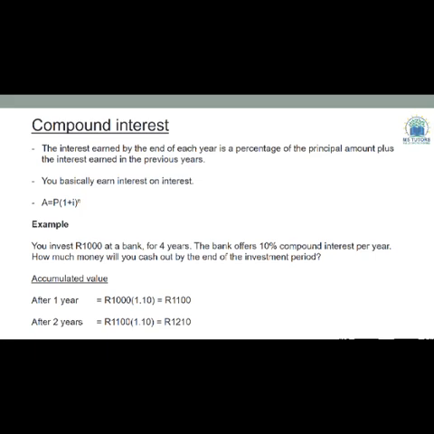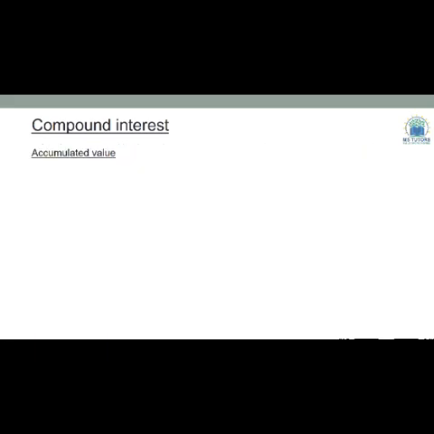So that amount for the second year has to grow by 10%. So after 2 years, the accumulated value is going to be 1,210 rands, right? Okay, let's look at the accumulated value after 3 years. We can see that after 3 years, the accumulated value will be the 10% growth of the funds in the account at the beginning of year 3, and this is going to give us 1,331 rands, right? So after 4 years, it's the same thing.